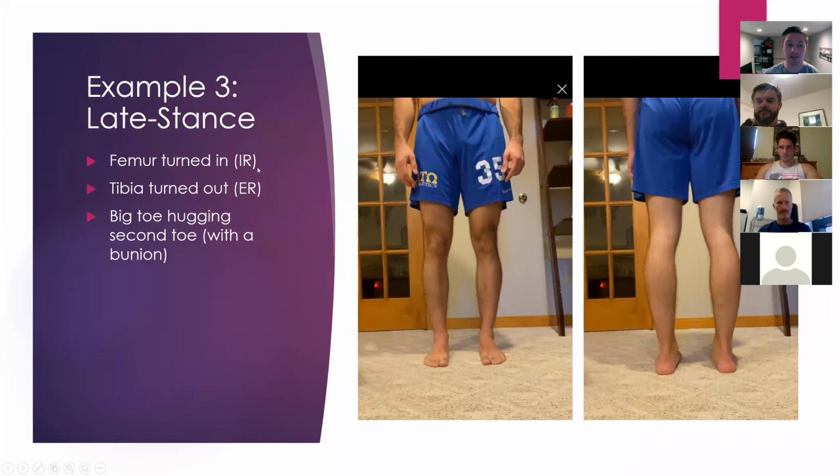And then within late stance, the femur is going to be turned in and you're going to see the tibia turn out. The only way that can happen is if they're in late stance, because what they're trying to do is be in late stance, but they can't do that because they can't just literally go on their tiptoes. I mean, it can, but you just don't see that. So the big toe is going to hug the second toe and it's going to turn out, which you can see is starting to happen more so on this guy's left foot. And you're also probably going to see a slight degree of an arch.